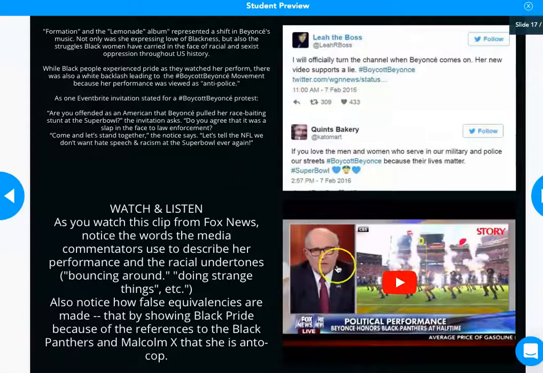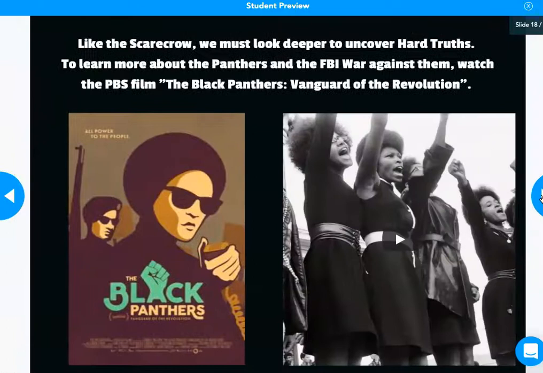And you're going to see a clip right here from Fox News, and that's Rudy Giuliani. And there's some additional information about the Boycott Beyonce movement. And I'll let you guys read this information on your own. And then you need to practice what the scarecrow does in the do now from Wednesday's lesson, right? You always need to look deeper.